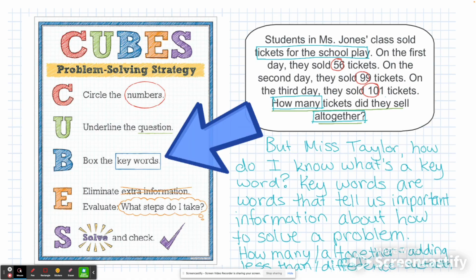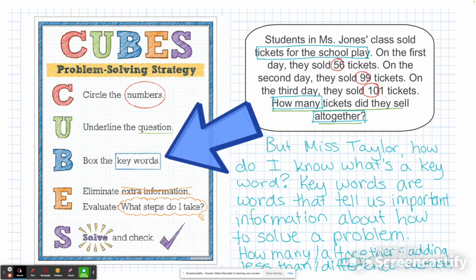So for our question here, we are being asked, how many tickets did they sell altogether? Okay. Next up, we have box the key words. But Miss Taylor, how do I know what's a keyword? And that's a great question. Typically, keywords are words that tell us important information about how to solve the problem. It might be information about the quantities. It might be information about words asking us what to do. Now, my friends, unfortunately, it's not always going to say to us in word problems, here you need to subtract, or here you need to multiply. Therefore, we have to determine what words mean what types of equations.